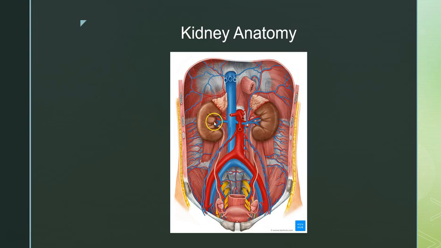So we want to make sure that we're extra careful, that we do that meticulous dissection so that we know what we're clamping, and that we make sure that we get all branches clamped of this pedicle to make sure that we don't have any bleeding. Renal vein drains the kidney right into the inferior vena cava. So once again, giant vessels.